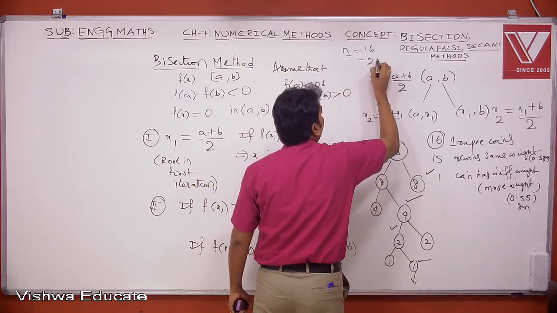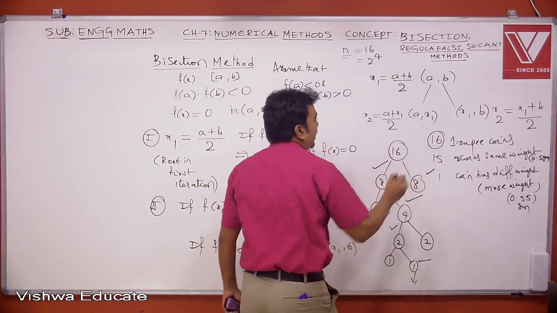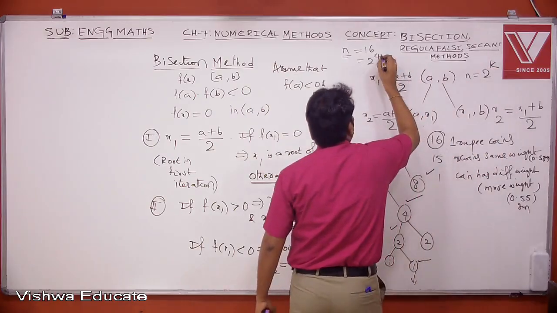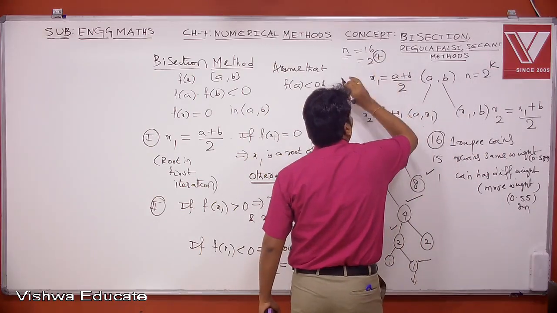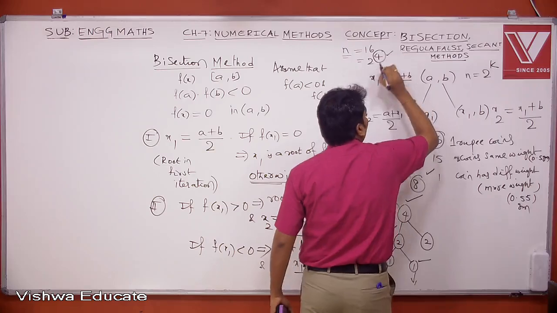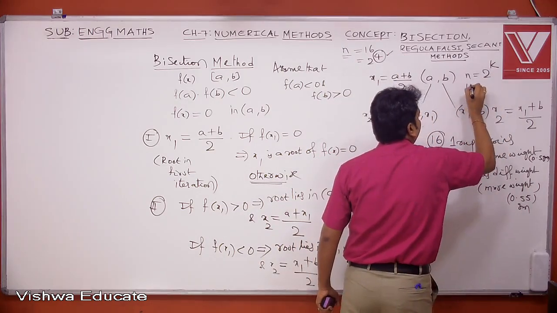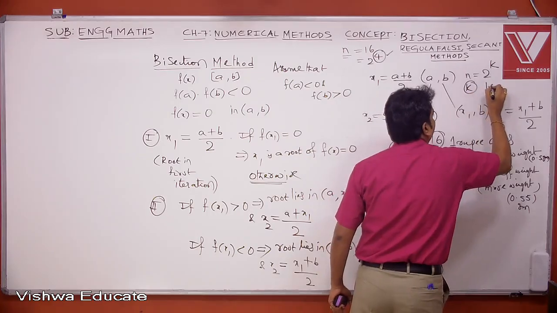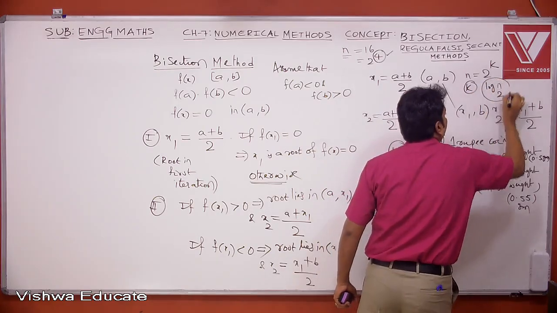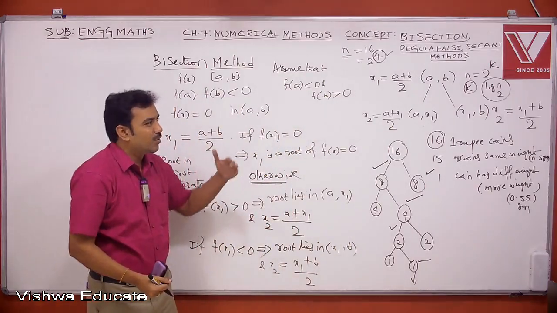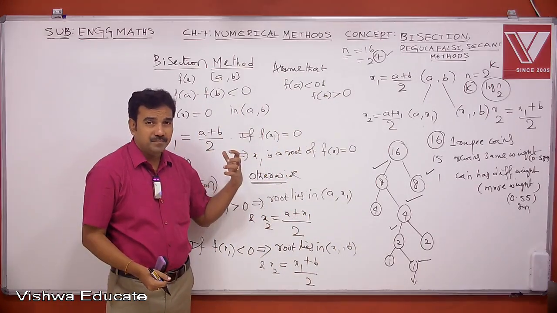At most, this is 2 power 4. That means if the value of n is 2 power k, because this is 2 power 4, we are getting the faulty coin within 4 iterations at most. So if n equal to 2 power k, then we can easily get it in k iterations, that is nothing but log n to the base 2. So this is the most effective result for the bisection method. This is just like the binary search method.